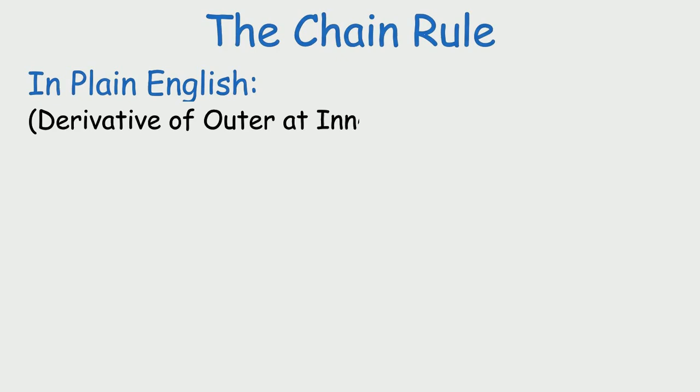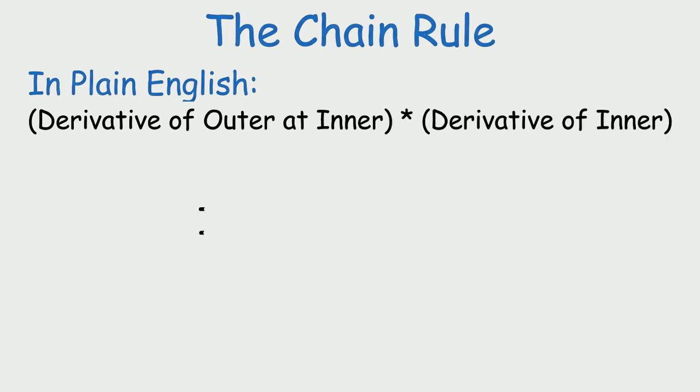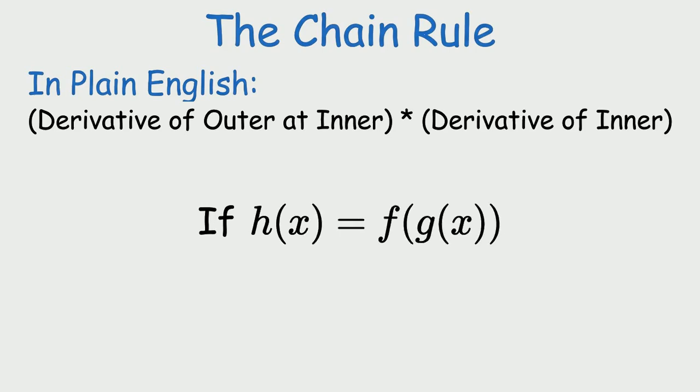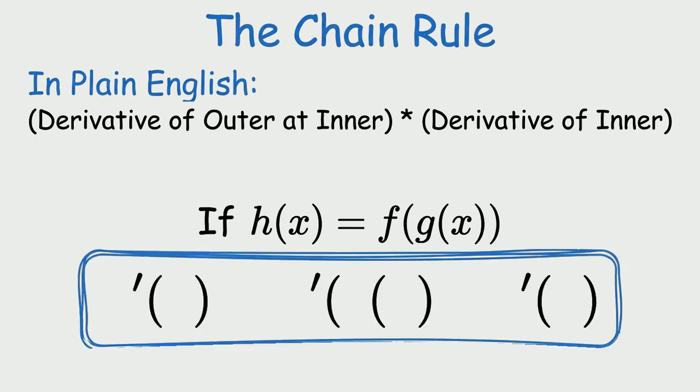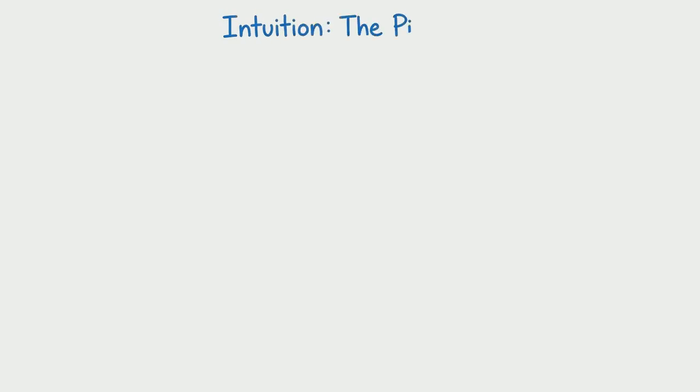Here's the rule in plain English. The derivative of the outer function evaluated at the inner function times the derivative of the inner function. In symbols, if h of x equals f of g of x, then h prime of x equals f prime of g of x times g prime of x. That's the chain rule. Let's make this more intuitive.